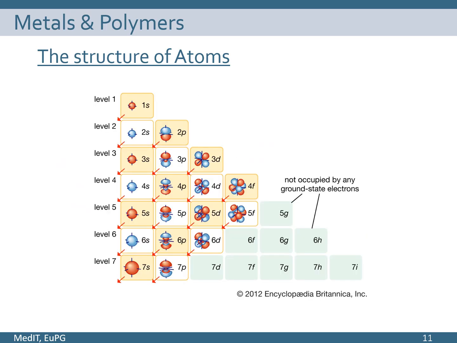Okay, here is a new figure that summarizes the order of the orbitals up to level 7. So you can recognize what we have already learned. We start with the 1s orbital, then move to the 2s, followed by the 2p orbital, then the 3s, and so on.